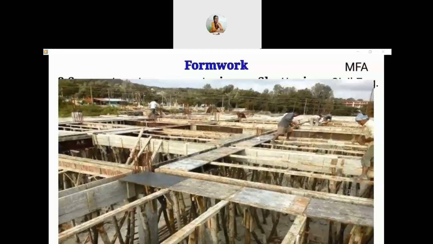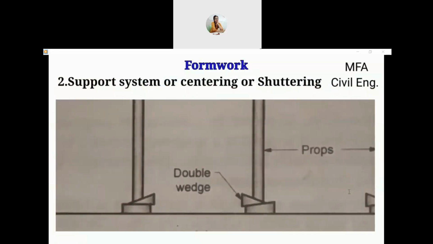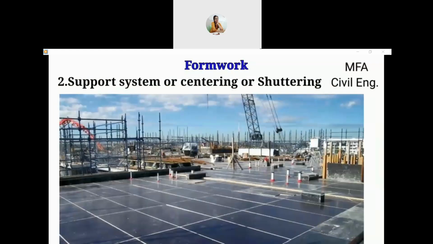For a large slab, the formwork is supported on timber poles with a double wedge arrangement at the lower end, so that the individual poles can be lowered or raised by hammering of the wedges, and the entire plank supports of the slab can be level and made horizontal.